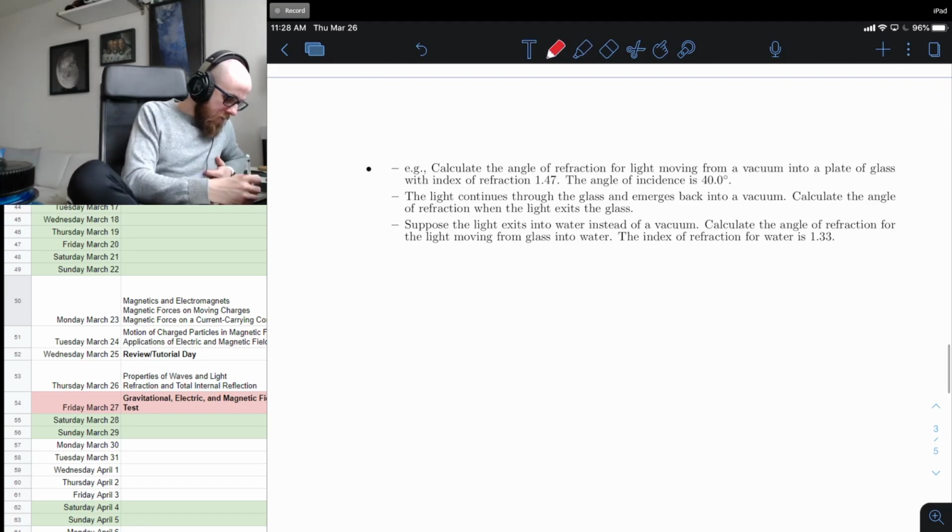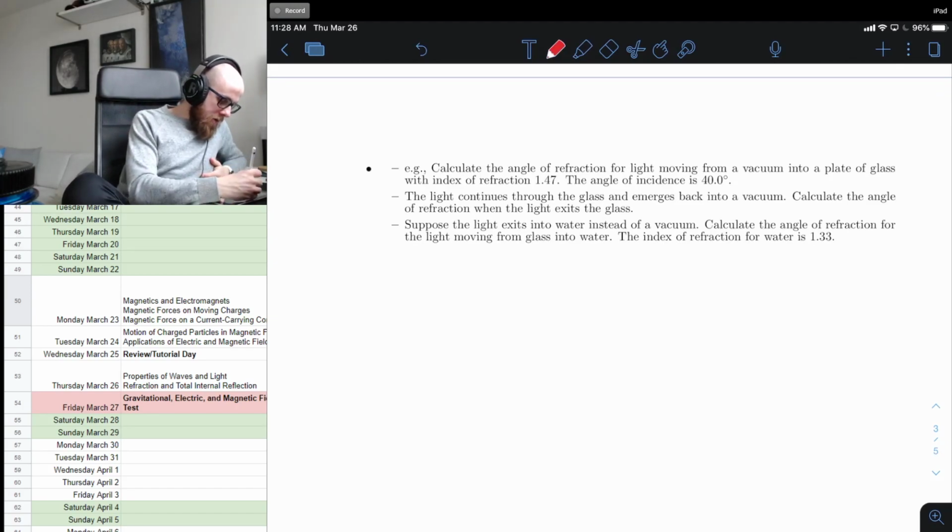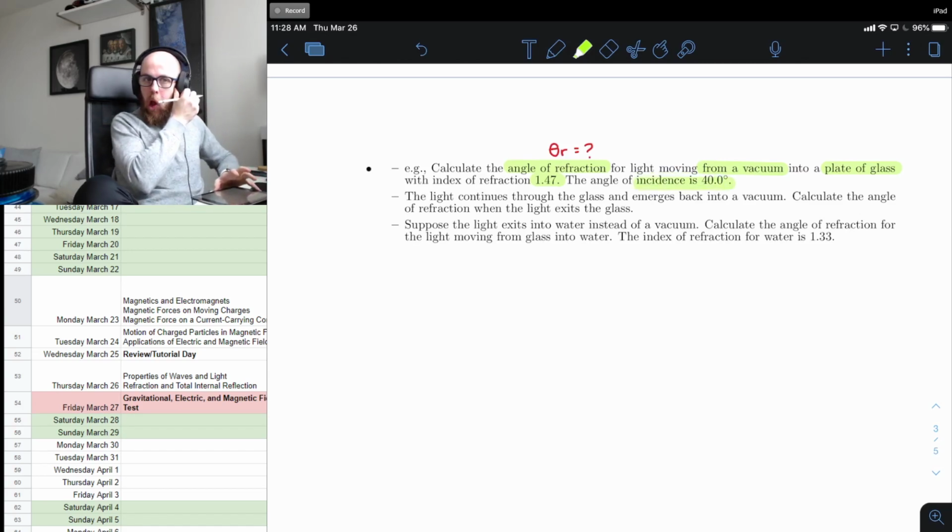So, example: calculate the angle of refraction, meaning we are looking for theta r, for light moving from a vacuum into a plate of glass. The plate of glass has an index of refraction of 1.47. The angle of incidence is 40 degrees.